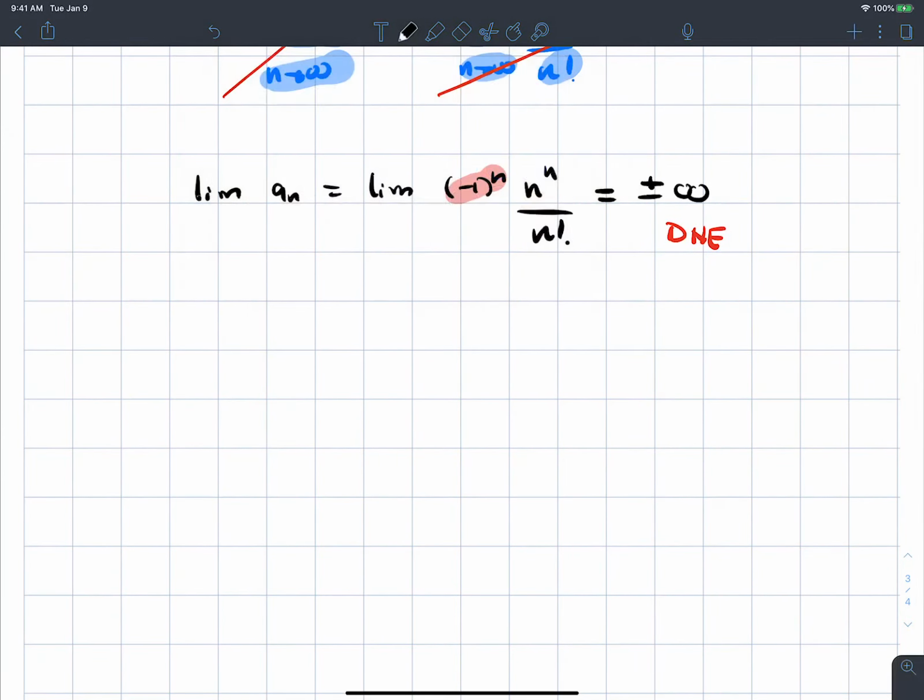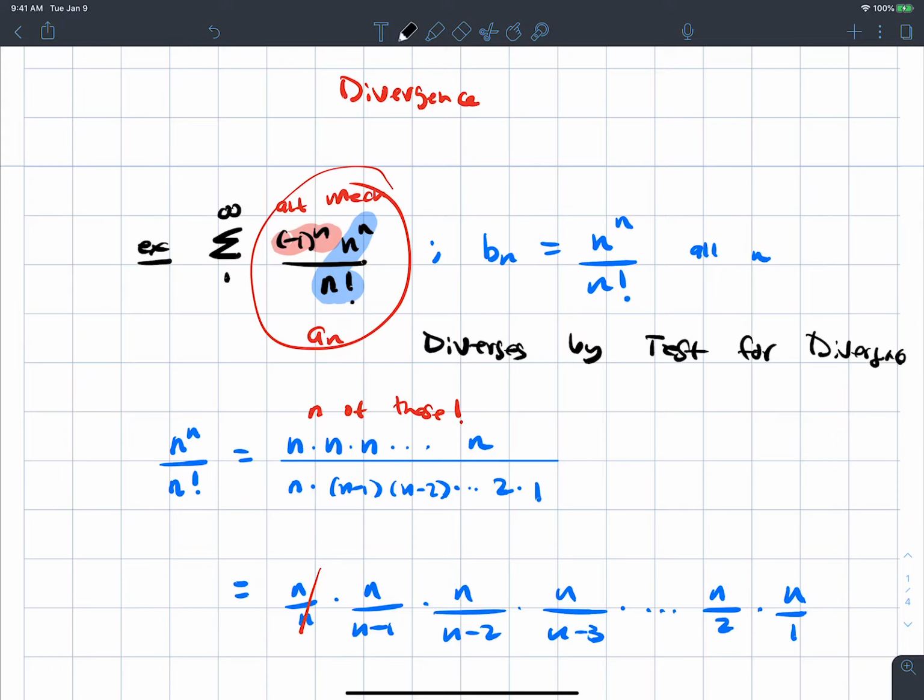So this really is something, even though the terms alternate, we're going to say that here's our conclusion: diverges by the test for divergence. And that's what we're looking for. Here's our justification. So here's an example, and it's kind of interesting.